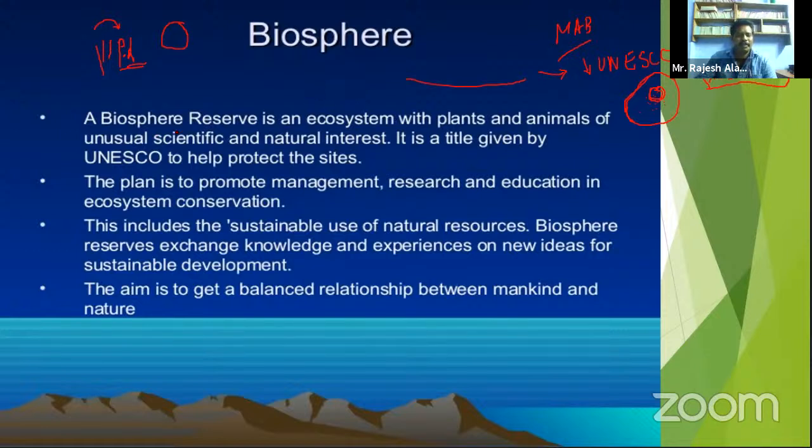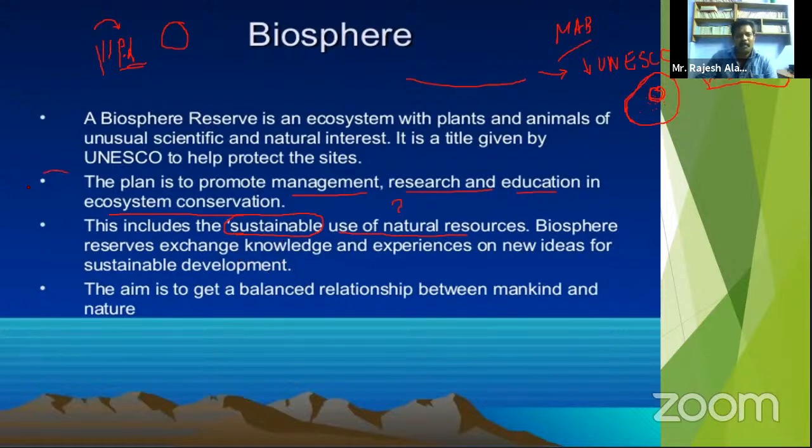Here, the entire biosphere is an ecosystem with plants and animals, given by UNESCO, right, sir? The plan is to promote management, research, education, and ecosystem conservation. It includes sustainable use of natural resources, that is the key feature. For what, sir? For future generations. We have to leave something for our future generation. I have to leave something for my kid to exchange knowledge.